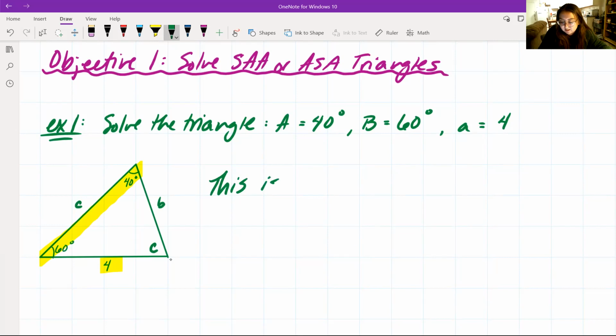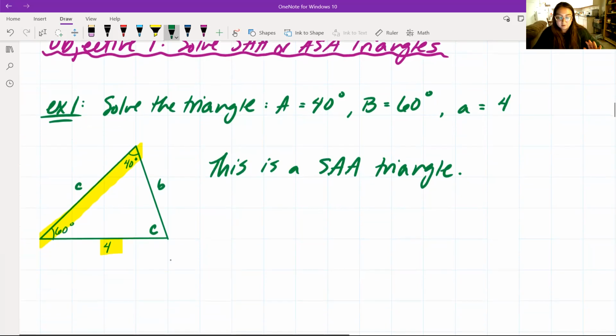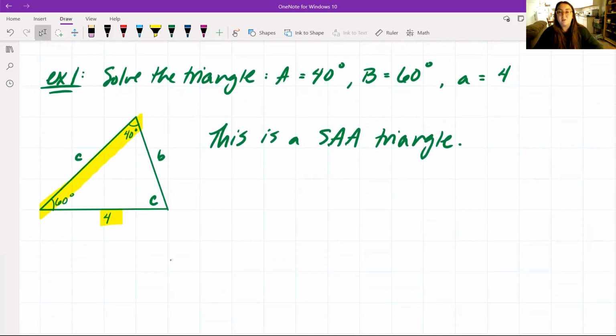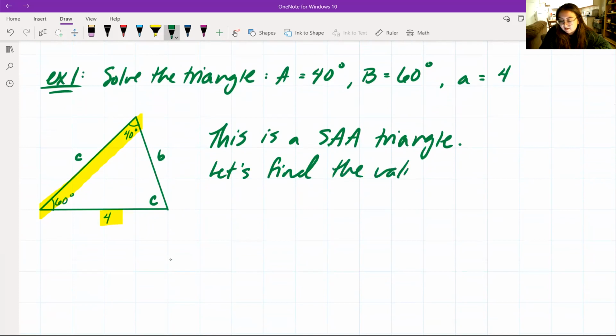So we can just say this is a side-angle-angle triangle. We'll state that right off the bat. We want to find all the lengths of our sides and the measures of our angles. We have two angles, so we want to find that last angle. So let's find the value of capital C first.